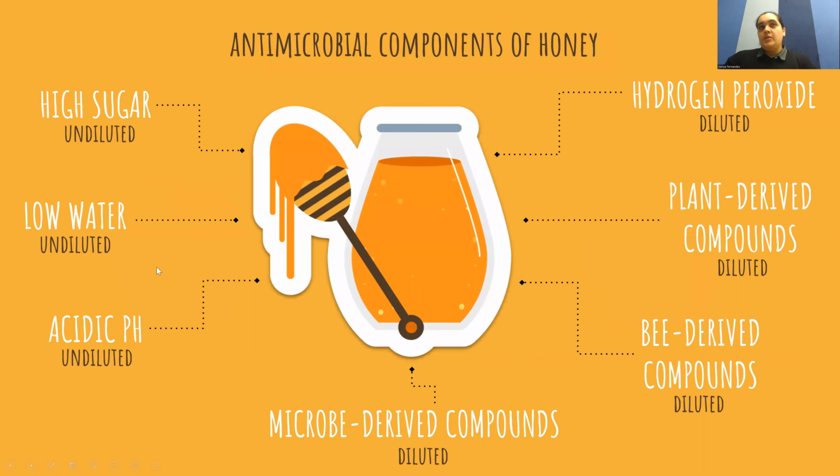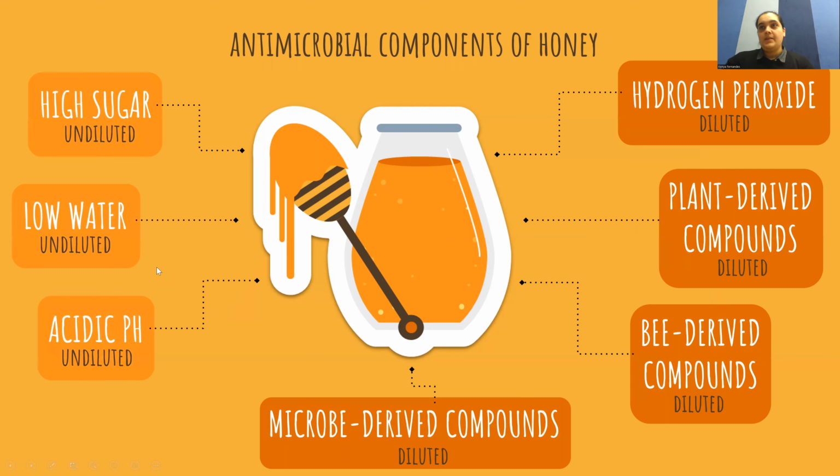But most relevant to what we're going to be talking about today is honey's suite of antimicrobial mechanisms. So these can be broadly categorized into those that work when the honey is undiluted or those that work when it is diluted with water. So the undiluted mechanisms include high sugar, low water, and an acidic pH. And these all act to prevent microbial spoilage of honey during storage and prolong its life in the hive. The diluted mechanisms include hydrogen peroxide and compounds that are derived either from plants, from the bee, or from microbes.